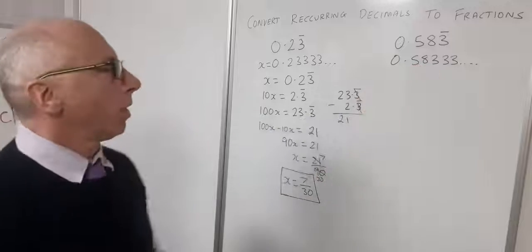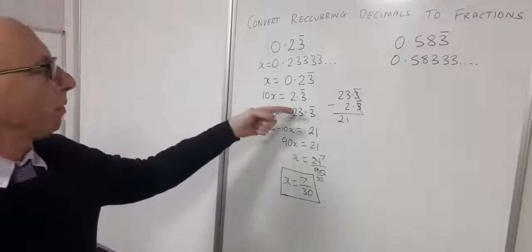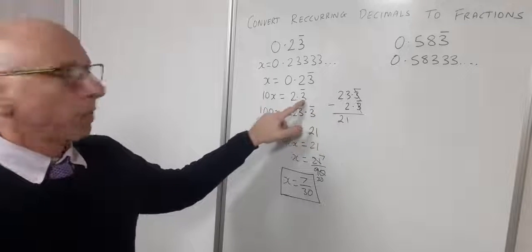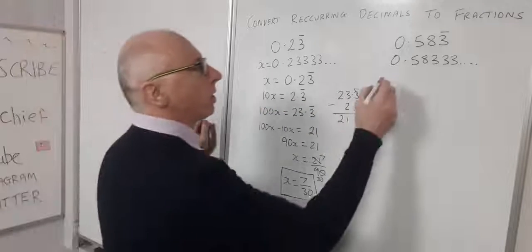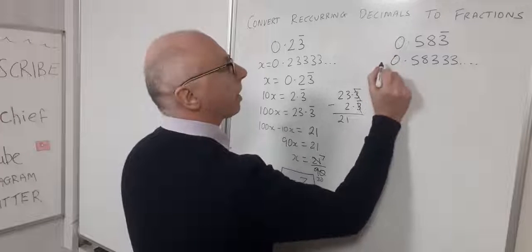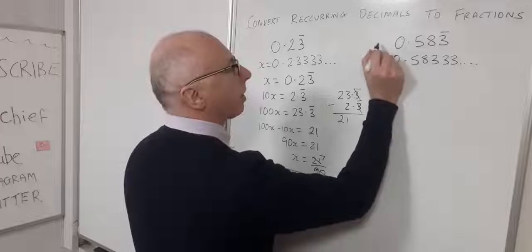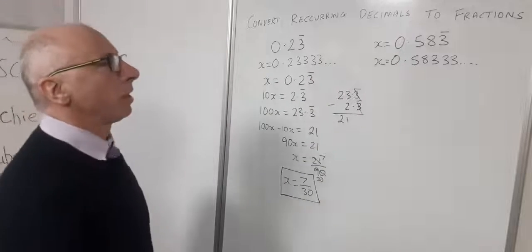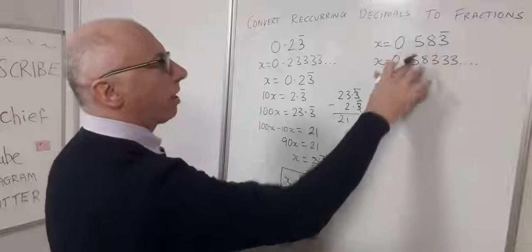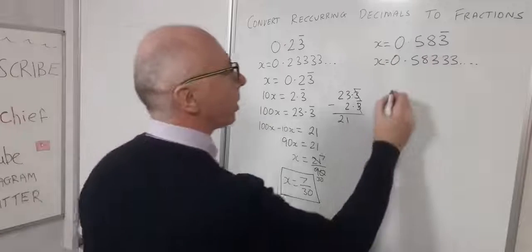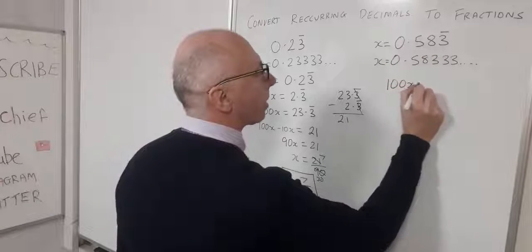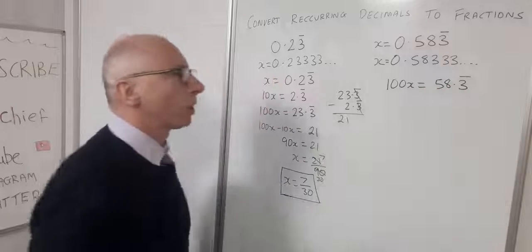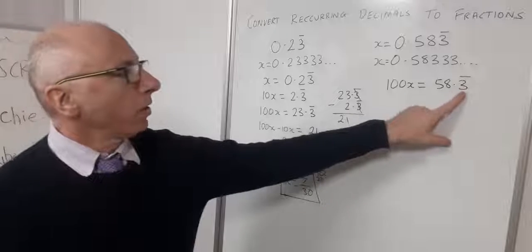Now, what about this one? So, same principle as before. Let's create a number to get this recurring to be the first digit after the decimal. So if I set my x equal to these two numbers here, they are the same. And now let's get this recurring decimal to here. So I'm now going to need to multiply by 100. So 100x equals 58.3 recurring. So now I've got this one here.